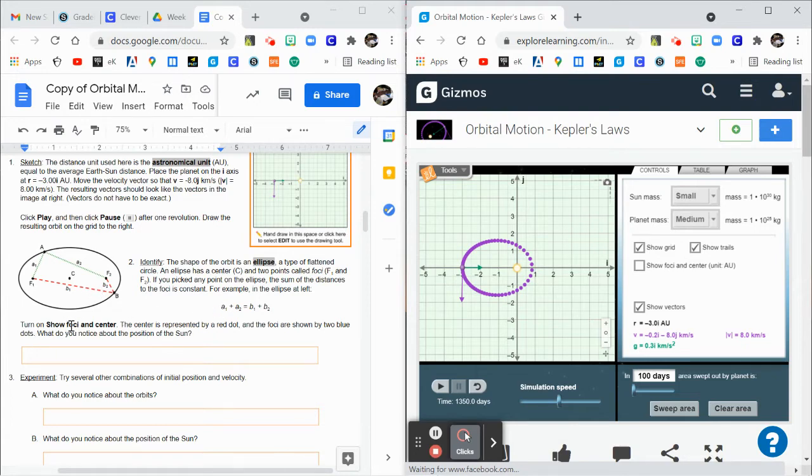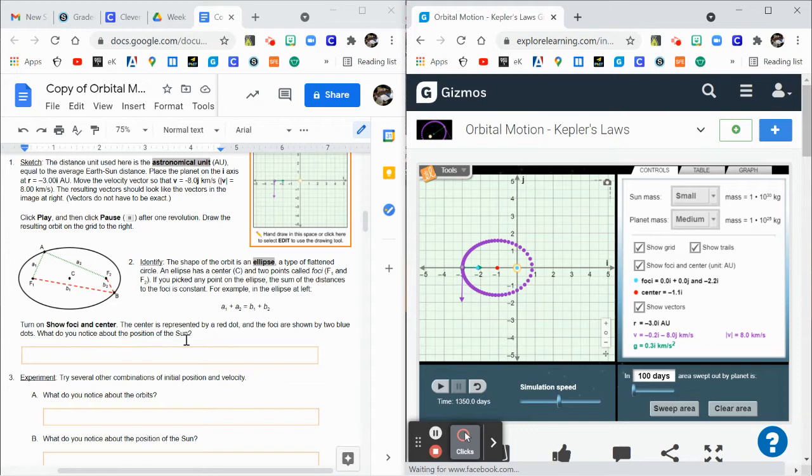To turn on show foci and center, let's click on that. And there you go. There's the center of the ellipse, the red dot, and then the foci. Here is f sub 1 and f sub 2. The center is represented by a red dot, and the foci are shown by the blue dots.